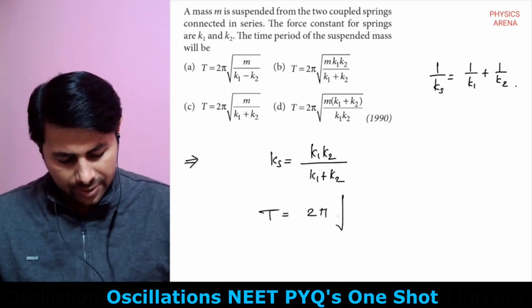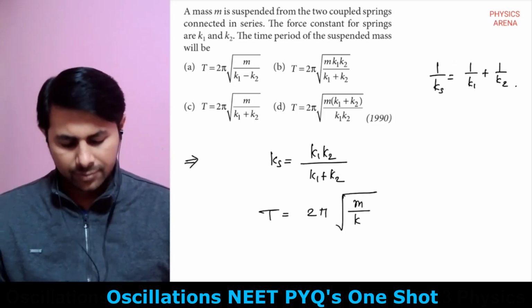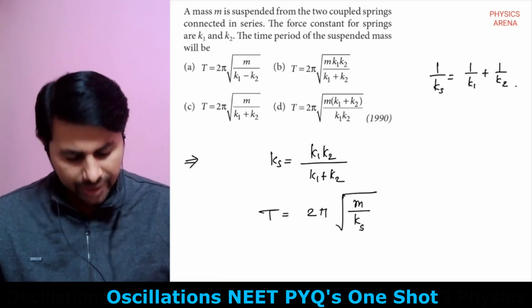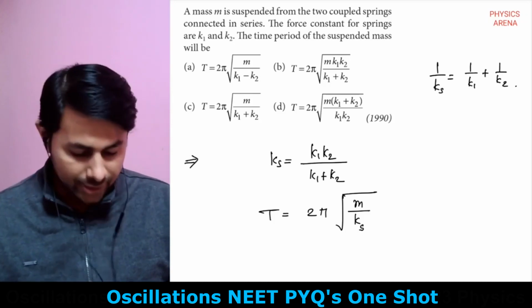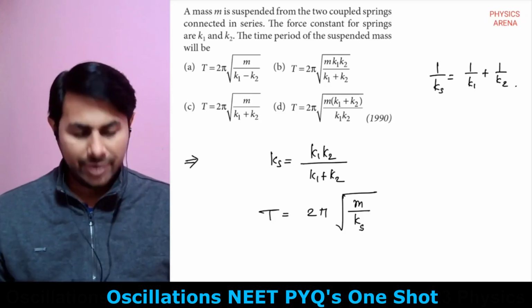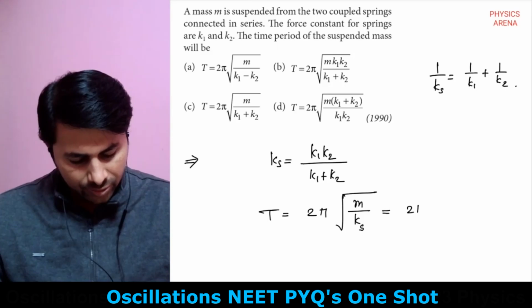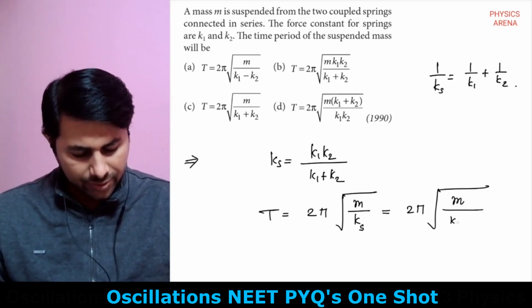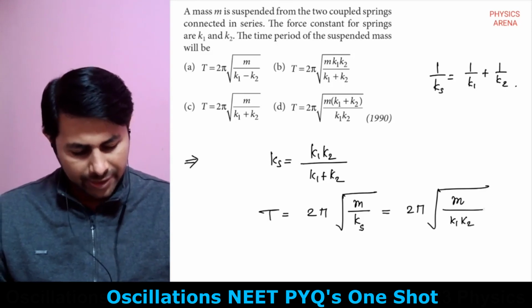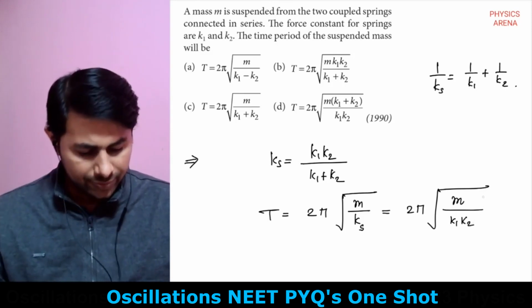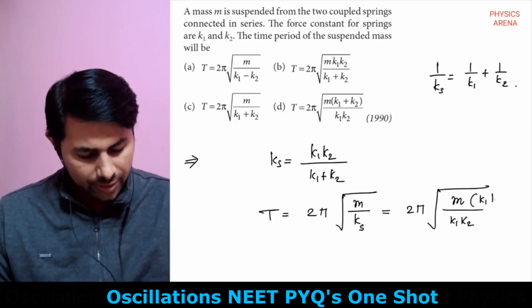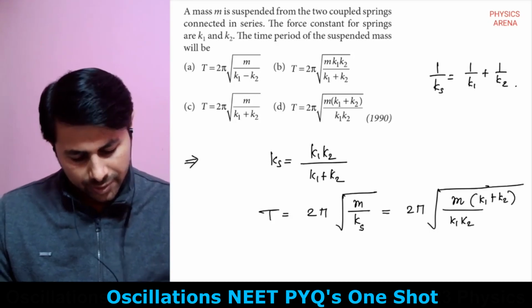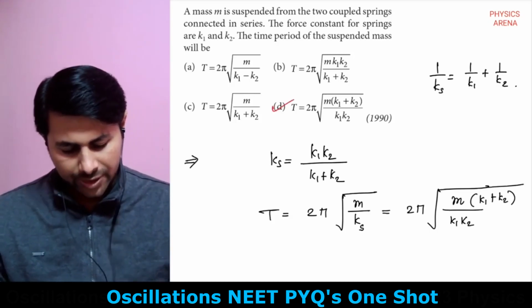2 pi square root of m by k, which in this case will be Ks, the effective spring constant of the series combination, which is 2 pi square root of m upon Ks, where Ks is K1 K2 divided by K1 plus K2. K1 plus K2 is in the denominator of the denominator, so it goes in the numerator. So it is option D.